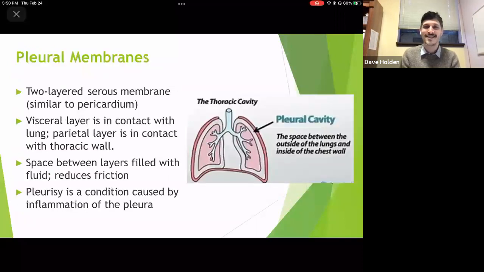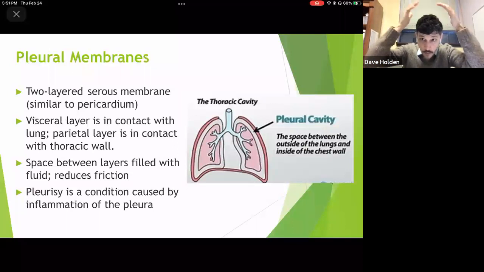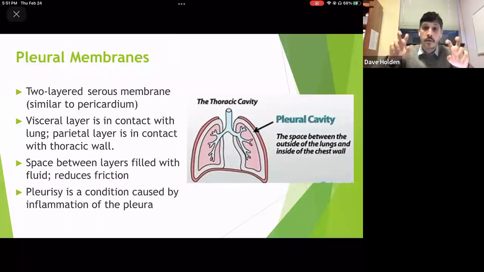There we go, pleural membranes. These are 2-layered serous membranes, very similar to the pericardium, very similar. The visceral layer, visceral means organ. So the visceral layer, the organ layer, is the layer that is in contact with the lungs. The parietal layer, the word parietal means wall, like the parietal bones, they form the wall of the cranium. The parietal layer, the wall layer, is the one that is in contact with the thoracic wall. Names make sense? Pretty straightforward stuff.